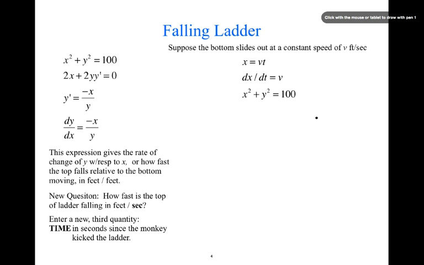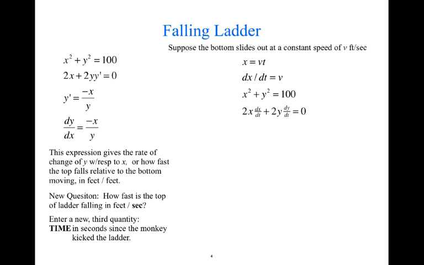Derivative of x squared will be 2x times the rate of change of x with respect to t, which is either dx/dt or v. Those are the same, right? And then same thing, derivative of y squared will be 2y times, no, not v now. The top of the ladder is not falling at a constant speed, right? So it's whatever dy/dt is. So we have 2x dx/dt plus 2y dy/dt equals 0.